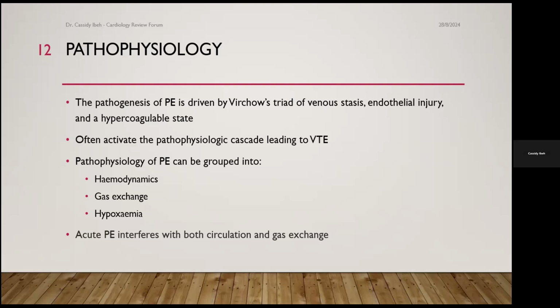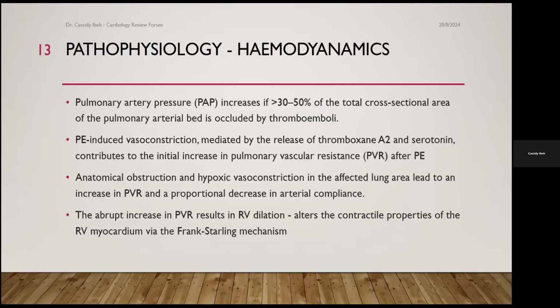Basically, what happens in this condition is that it affects both the circulation and the gas exchange. Now, in terms of hemodynamics, when more than 30% of the total cross-sectional area of the pulmonary artery is occluded by any of these materials like microemboli, this results in an increase in pulmonary arterial pressure, which may lead to vasoconstriction, mediated by the release of thromboxane A2 and serotonin. This contributes to the initial increase in pulmonary vascular resistance.